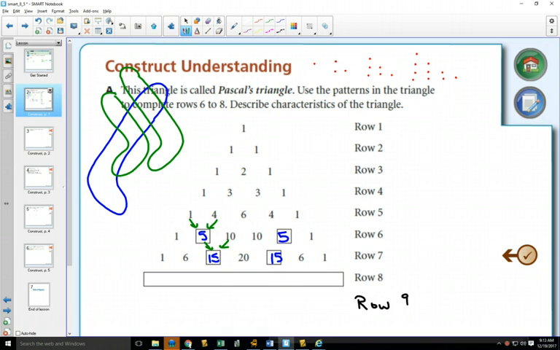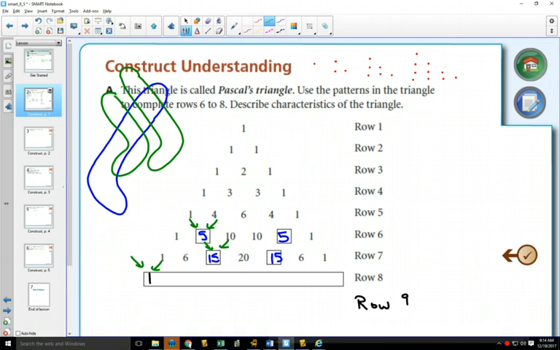What does it start with? 1. Why does it start with 1? You could do 1 plus 0. You could use this same idea. Well, there's nothing over there, so 1 plus 0 is 1. Or you could just say, well, they all start with 1. So I think it should start with 1 again.